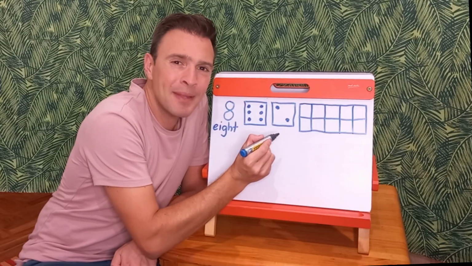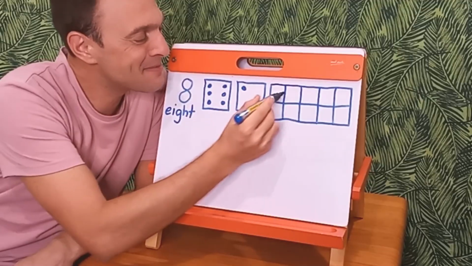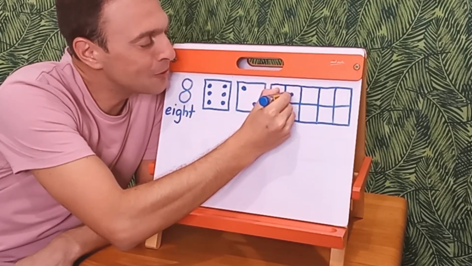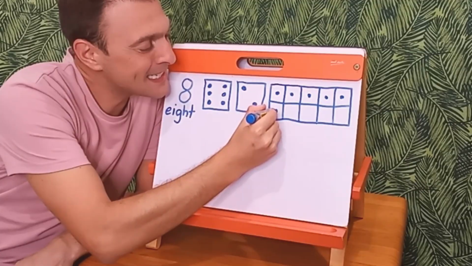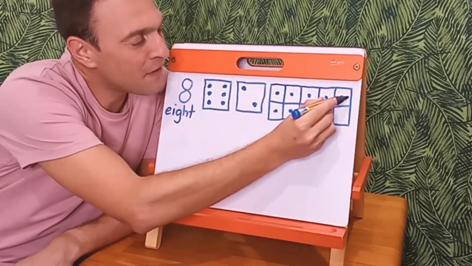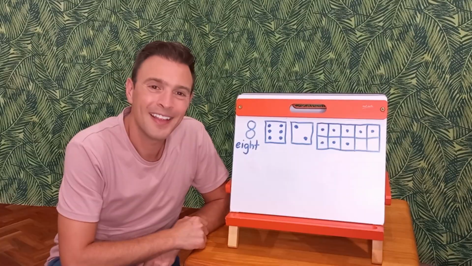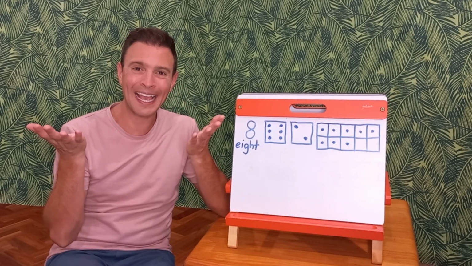Okay, how many dots do I need to draw? That's right, 8. Count with me. 1, 2, 3, 4, 5, 6, 7, 8. We have a row of 5 and 3 more. That makes 8. Okay everyone, what's another way to make 8?